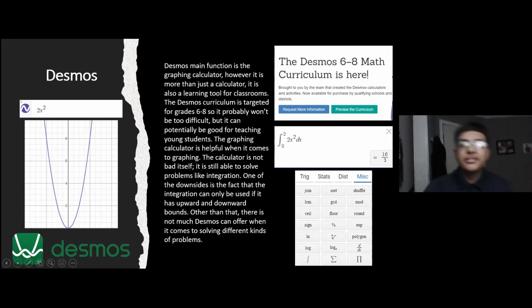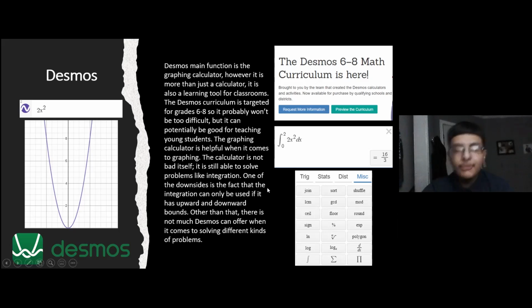But they don't only do that. They also do this Desmos sixth to eighth grade math curriculum. I've looked into it, and if you're a teacher, you have to request more information and put in your school district and stuff like that in order to get this. According to them, I didn't put any picture on here, it actually improved students wanting to learn more and their performance. So I think it's cool that they do that.